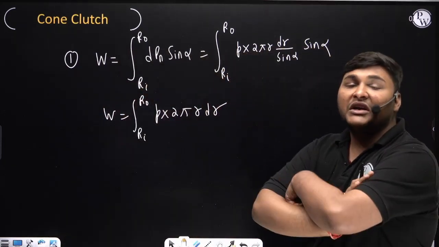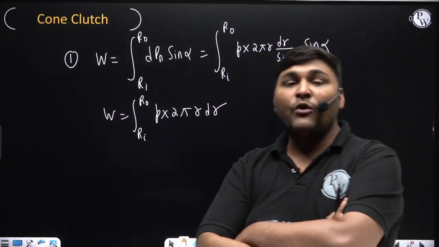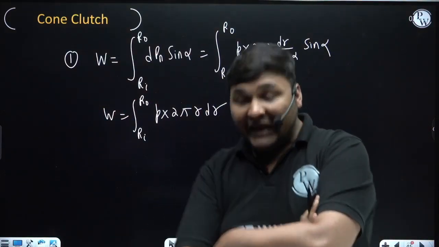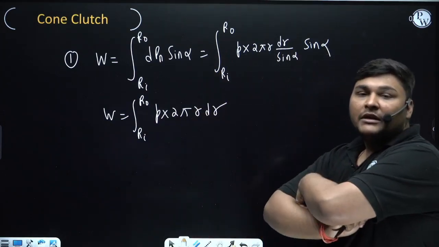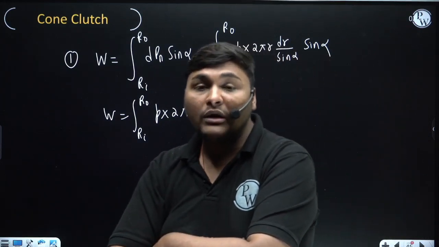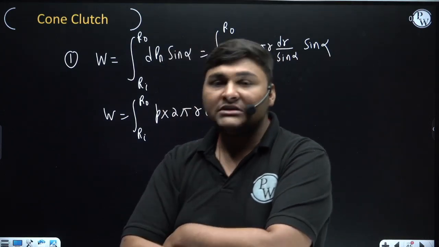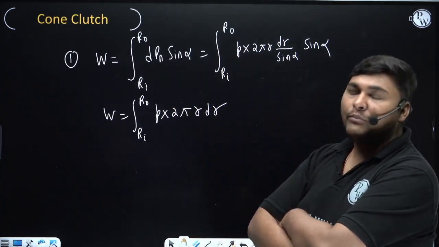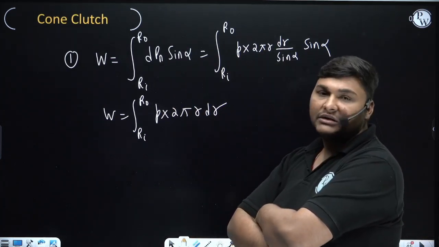We have already studied the plate clutch. In the plate clutch, the formula of W was integration P into 2 pi r dr. The same expression is also coming here. Means can I say the expression of W will not depend upon angle alpha. Here in the figure angle alpha is present, but in the expression of W, no alpha will come. You can remember this.